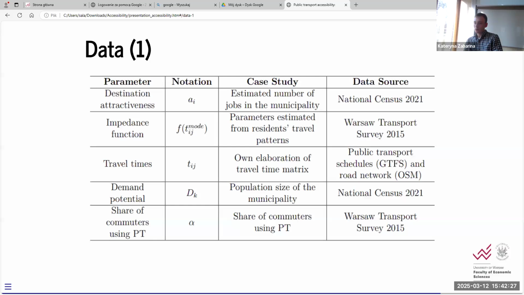Yes. So this alpha parameter I also estimated from the Warsaw Transport Survey. It is the share of commuters using public transport, and the other things are roughly the same. The destination attractiveness here is the number of jobs in a given municipality. It is estimated from the national census. And the demand potential is the population size of the municipality, which is also from the census.